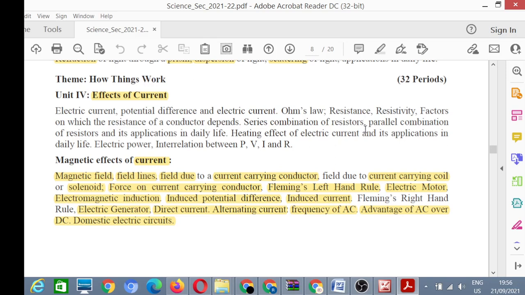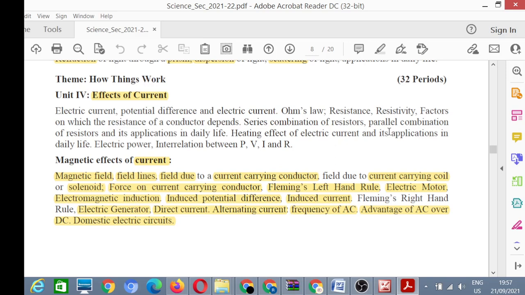Then resistance, resistivity. Now, what is the relationship between resistance and resistivity? R is equal to rho L divided by A. R is resistance, rho is resistivity, and L is length of conductor, A is area of cross section of conductor.